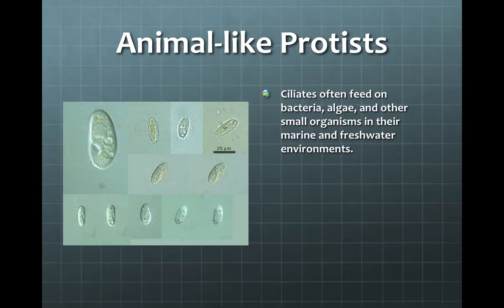Okay. All right. Ciliates often feed on bacteria, algae, and other small organisms in their marine and freshwater environments. So you can see this, I'm pointing with my finger, you're going to see that. This is 25 micrometers, so it's super tiny.